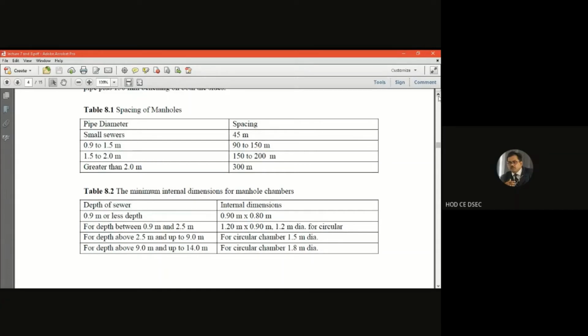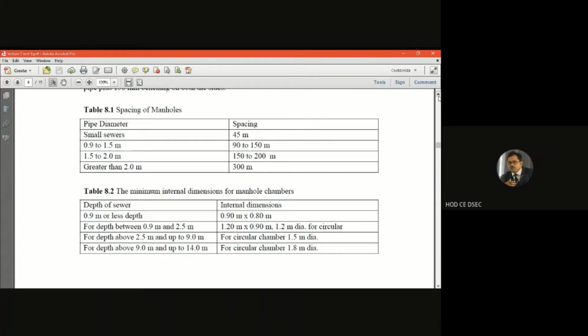cross-sectional manhole. All the manholes constructed more than 2.5 meter will be the circular chamber. That means the cross-section of the manhole is circular. That means that will be the RCC section, because as I have told you at the very beginning, the masonry structure will not hold good for higher depth of construction of the manhole. It will be applicable only for the shallow depth due to the pressure of the earth.